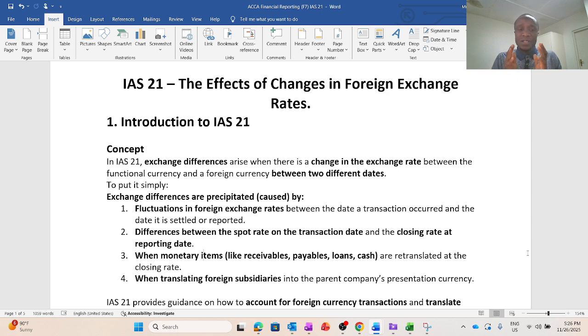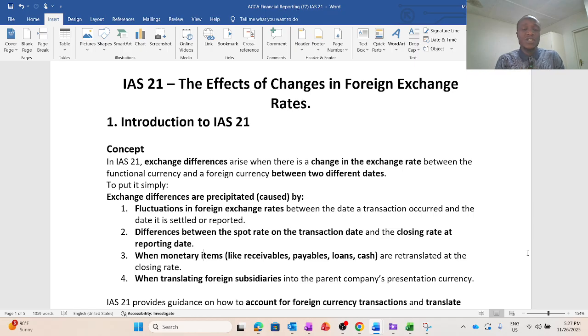So now, if there is a change in the rate, it means there will be an impact on the exchange rate. There will be an impact on the payment that we are going to make to the supplier. But also we need to know a very important concept. If we are going to settle the transaction on the same date, then there will be no effect of foreign currency. There will be no effect of any changes in the foreign exchange rate. For instance, if the transaction date is today and we are going to make the payment today.